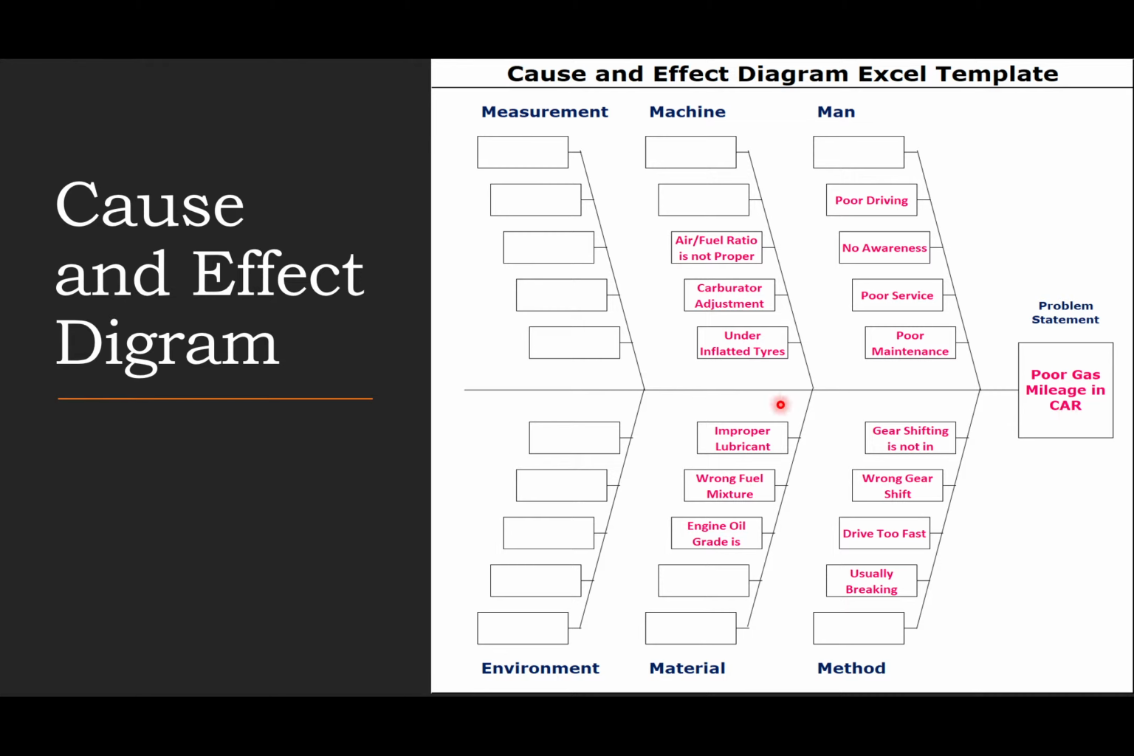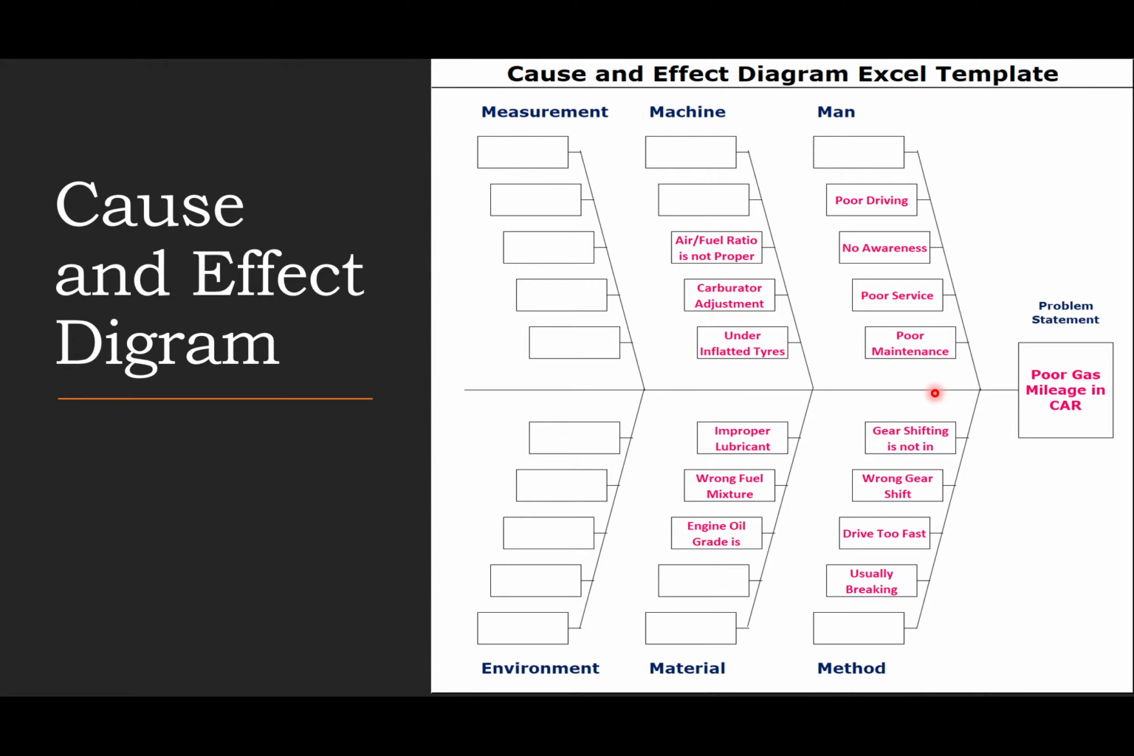Now we discussed the 6M principle: measurement, machine, man, method and environment. Environment we also call mother nature. While we know that this is the problem statement, poor mileage in the car, now we will see what all are the causes resulting in this problem, and whatever causes we identify, we need to list them under one of the attributes.